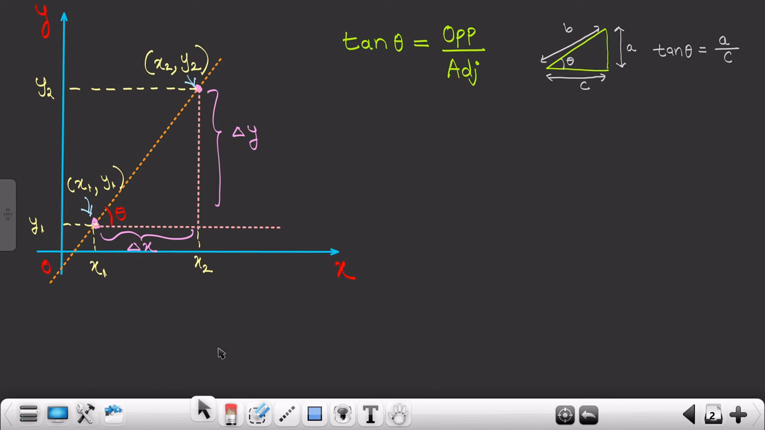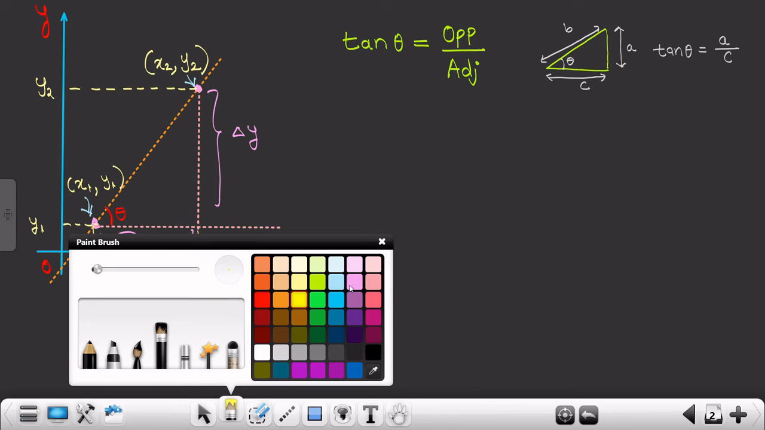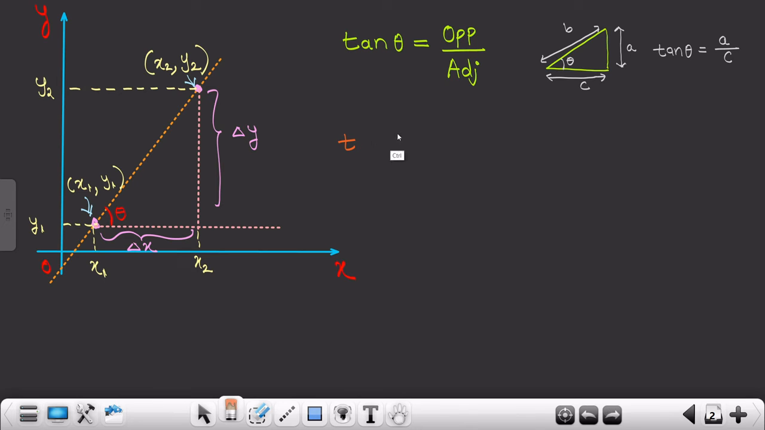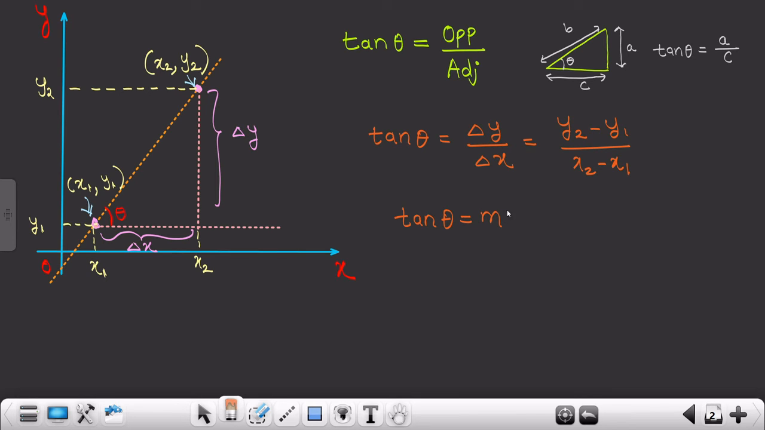For this you will say, sir, again we are going to apply the same formula, that is tan theta is equivalent to del of y upon del of x, right? And we all know that del of y is nothing but y2 minus y1 upon x2 minus x1, right? That means our tan theta is nothing but m, that is equivalent to slope. That means slope is equivalent to tan theta.